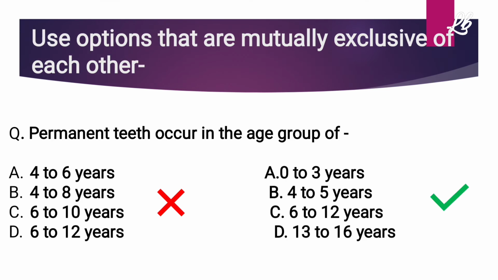Use options that are mutually exclusive of each other. For example, in this case, if permanent teeth appear in the age group of 6 to 12 years, then asking 4 to 8 years and 6 to 10 years as options is wrong.